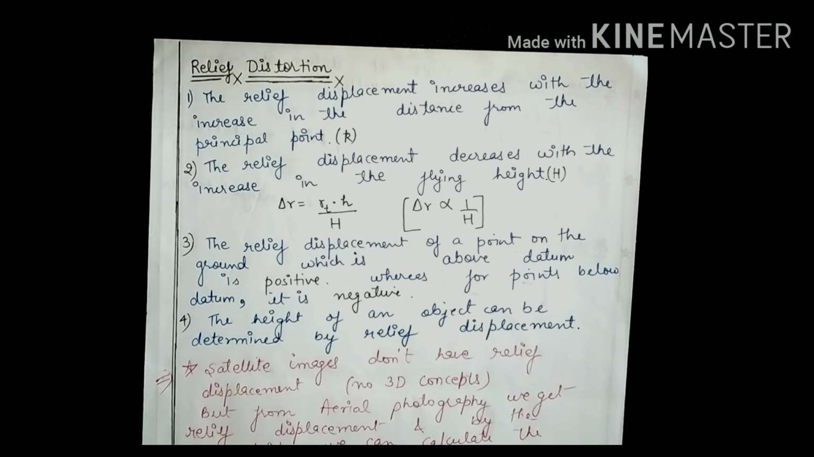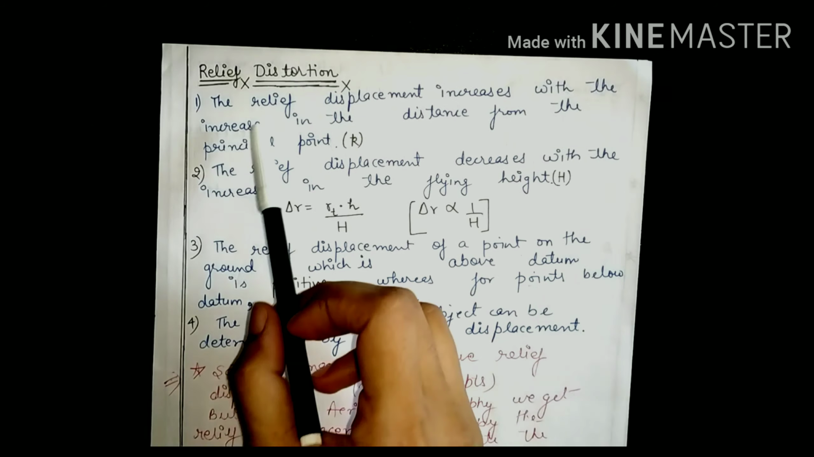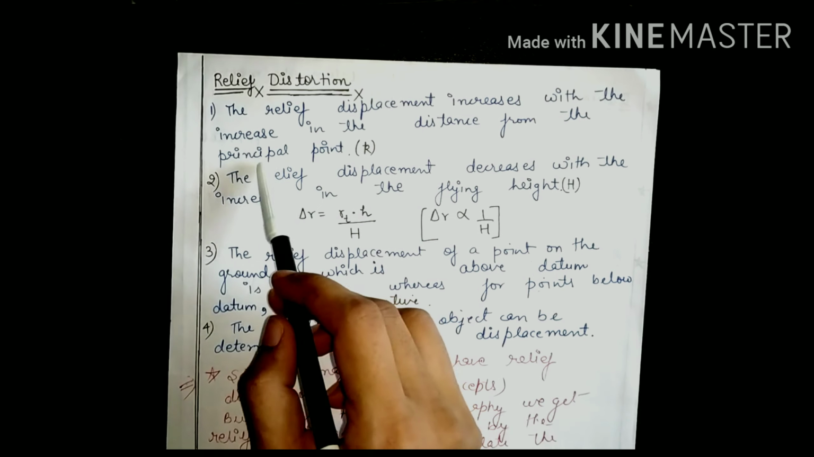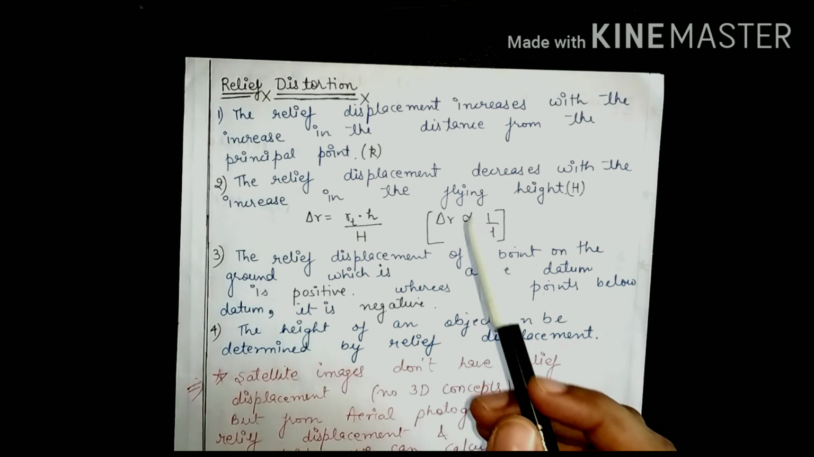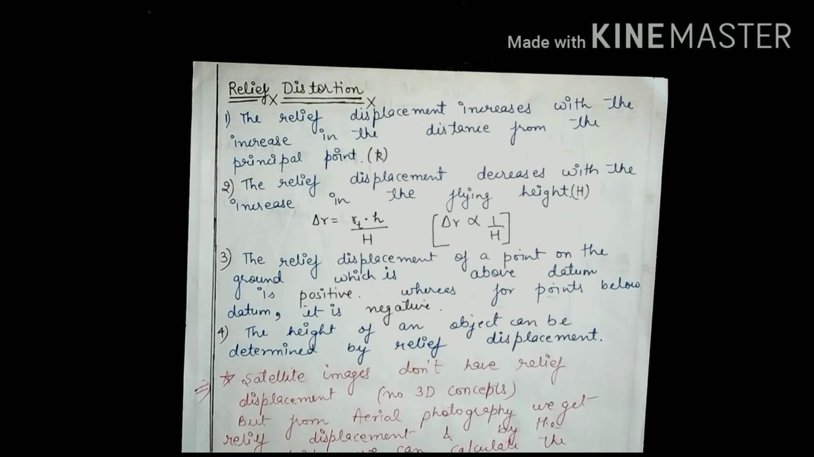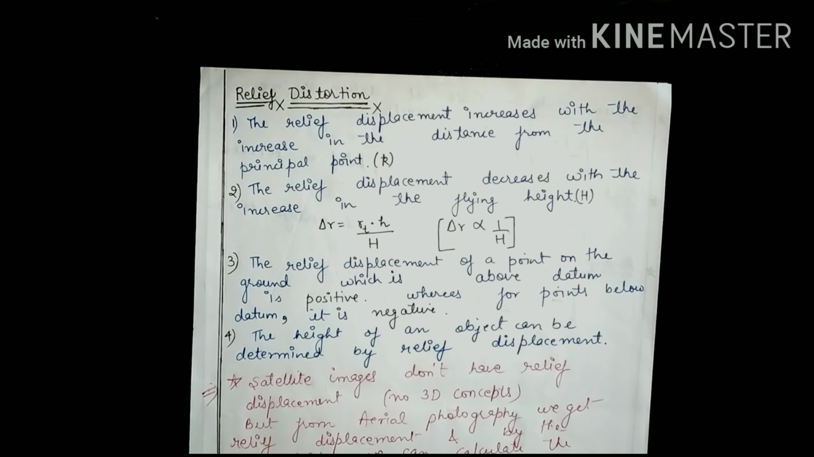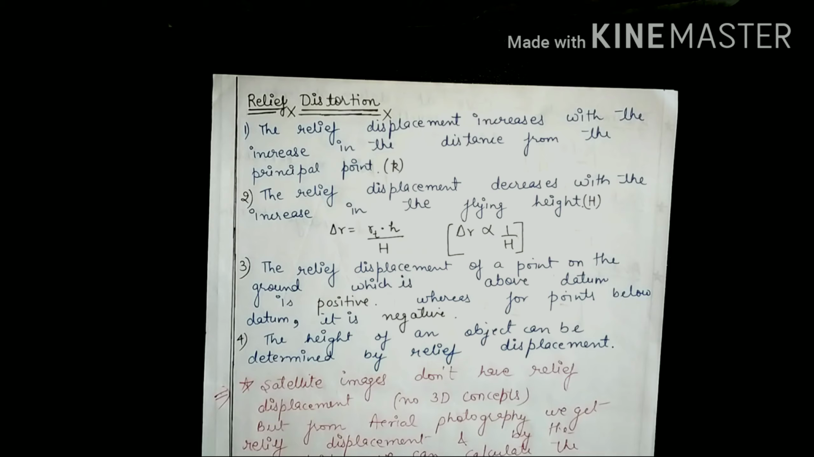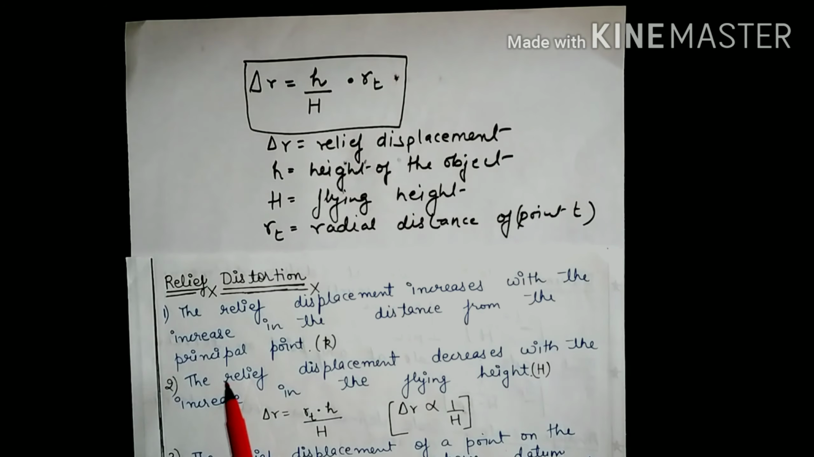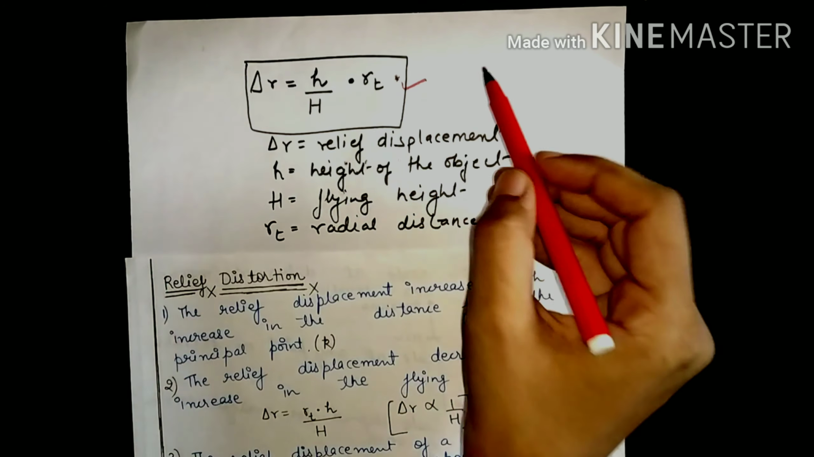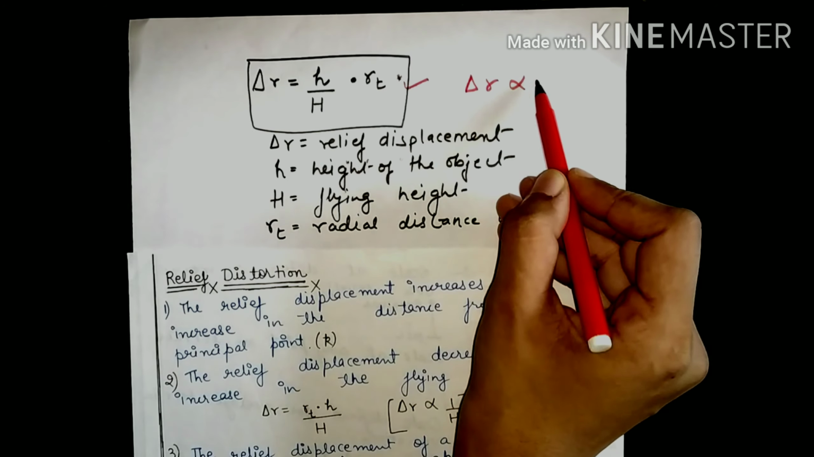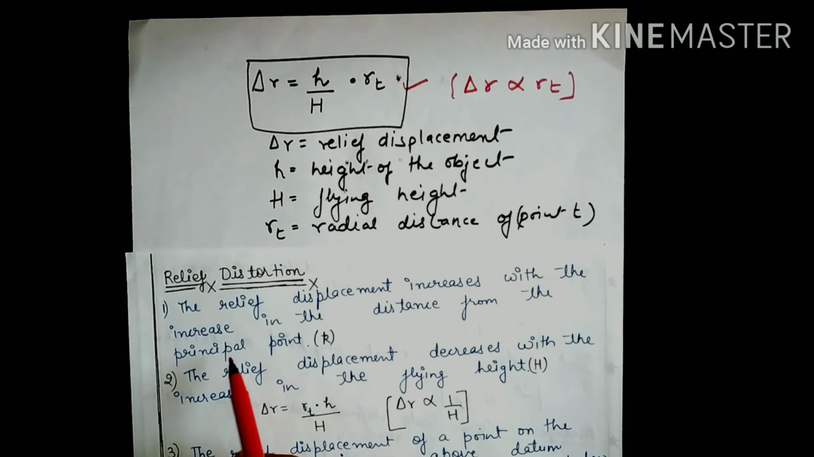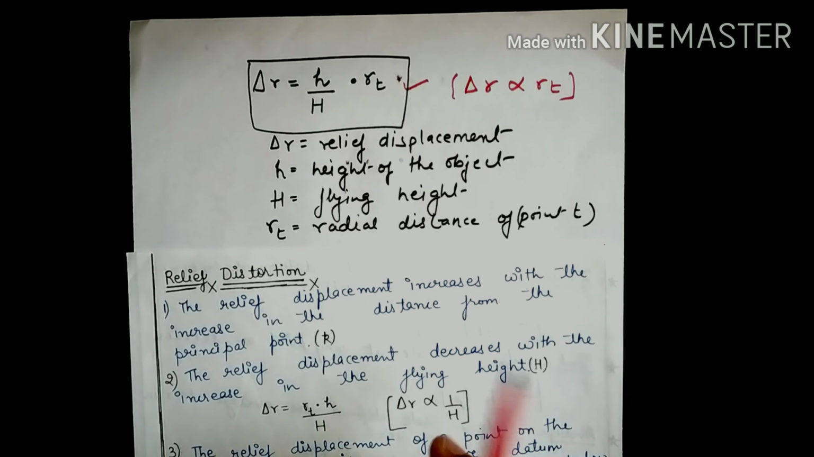Now let us look at the characteristics of relief distortion. The relief displacement increases with the increase in the distance from the principal point. How can you justify this? This first statement is justified by the fact that delta R is directly proportional to RT. So the relief displacement increases with the increase in the distance from the principal point.